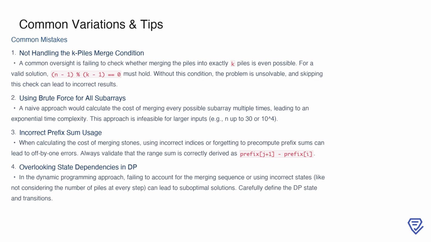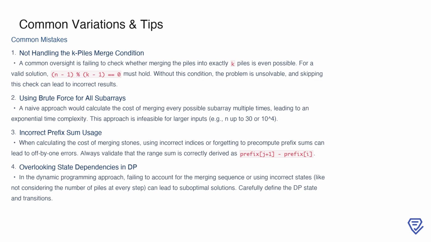Next, relying on brute force to calculate the cost of merging all possible subarrays is another pitfall. This approach has an exponential time complexity, making it completely infeasible for larger inputs. Instead, you need to employ a more efficient strategy like dynamic programming. Another frequent error occurs with prefix sums. Incorrect indices, or forgetting to pre-compute the sums, can introduce off-by-one mistakes. Always ensure the range sum is calculated correctly as prefix[j + 1] minus prefix[i].